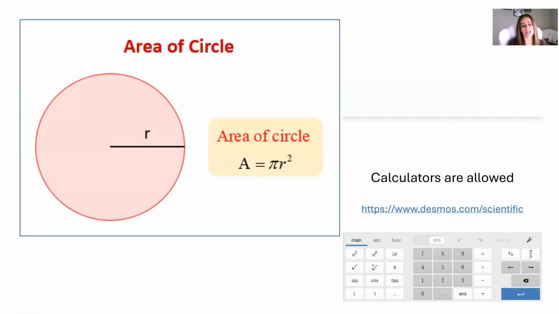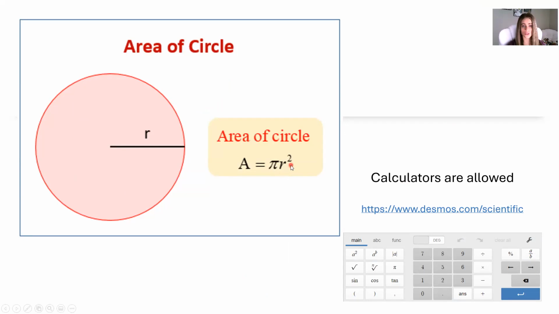Our focus for today is finding the area of a circle. So remember, the area is the inside of that shape. So it's how much space fills up the inside. And the formula that we can use to find the area of any circle is area is equal to pi times radius squared.